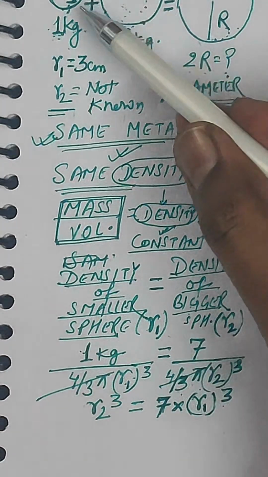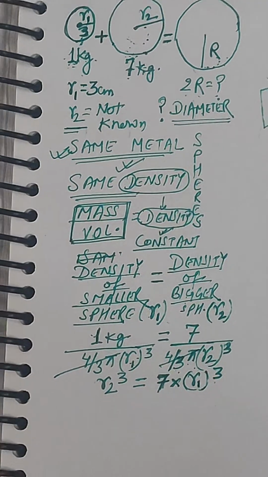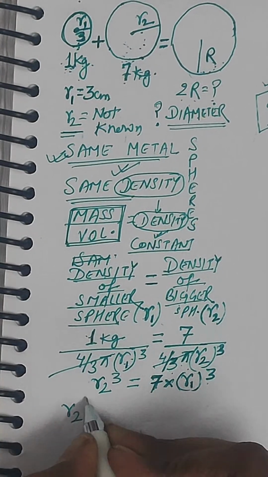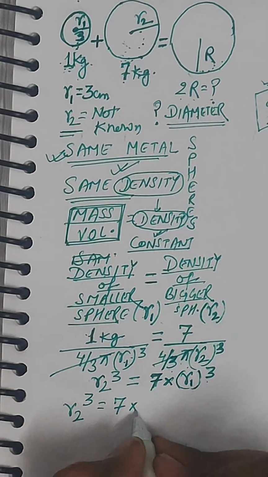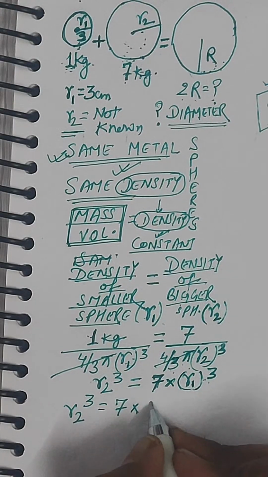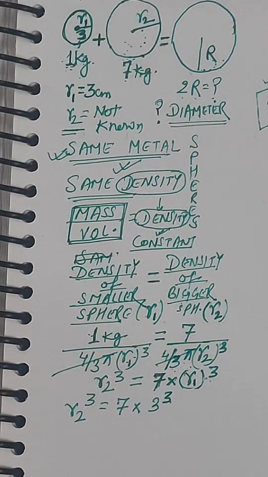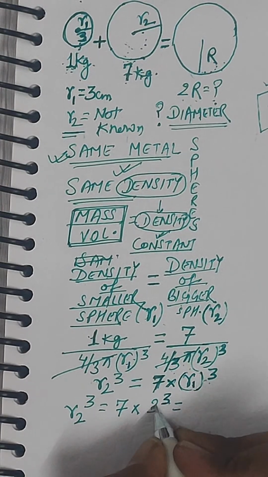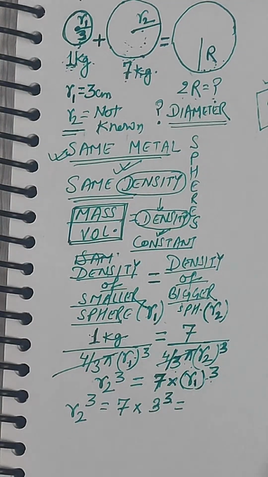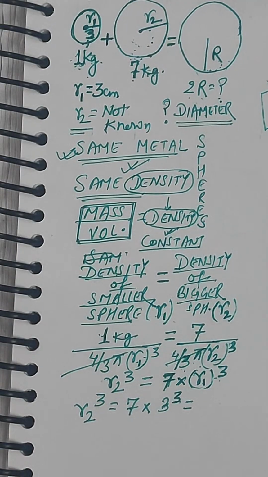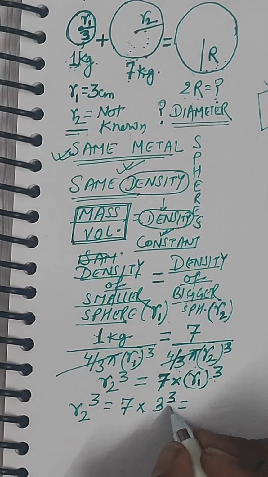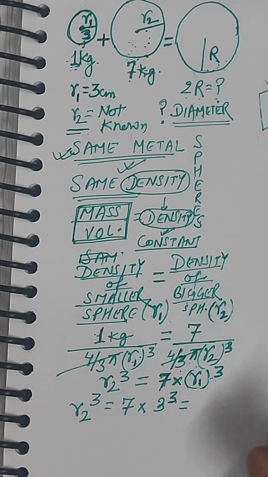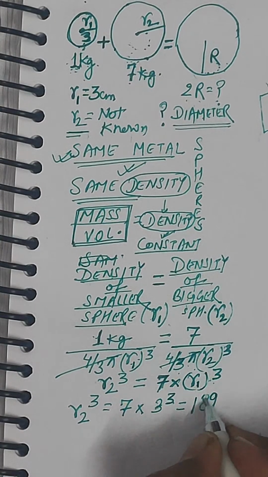And what is the value of R1 over here? R1 is 3 centimeters. So R2³ can be calculated as 7 into 3 into 3 into 3, that is 7 into 3³. So 3 into 3 is 9, 9 into 3 is 27, 27 into 7 will be 189. R2³ is calculated now.